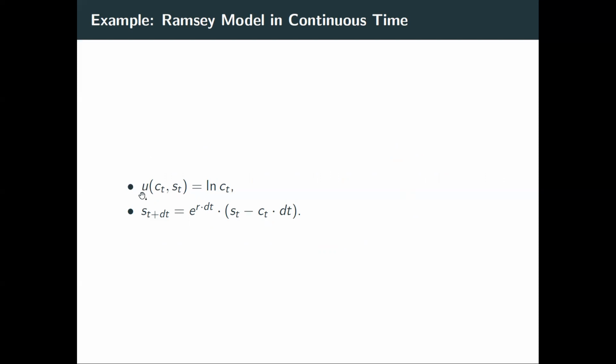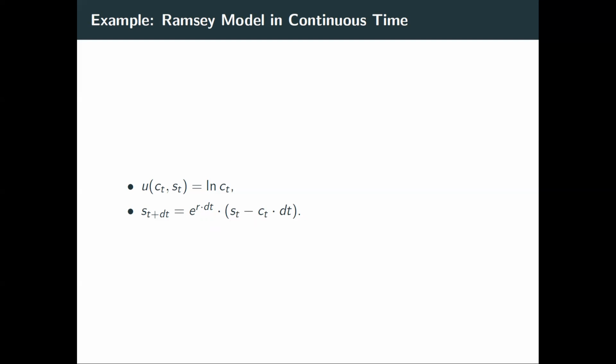So again, the utility function will be the same, u of ct, right? And now let us outline the evolution of the state variable, the law of motion. Here you just need to free your mind a bit and see how it goes with these small time increments. So again, assume that your current available budget is st, and today, in this instant, you decided to have consumption of ct.